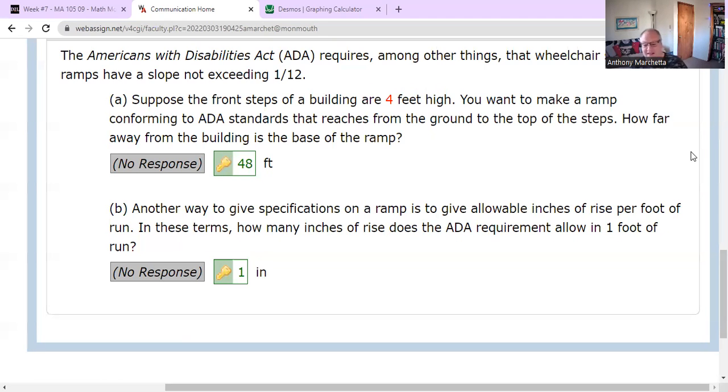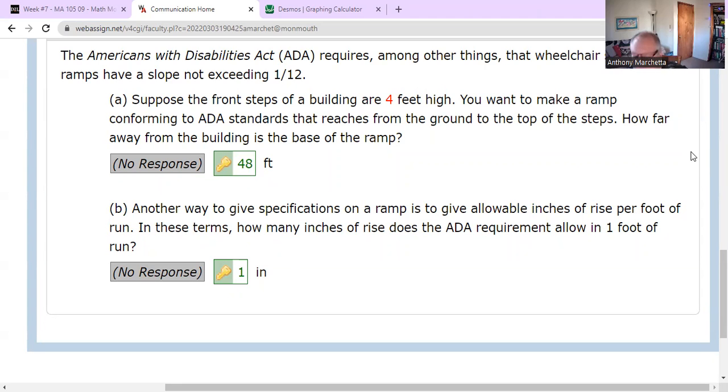So this is very much like the last question we did about the grade of driving uphill with the 0.28, if you recall. Instead of 0.28, your slope is 1/12. Here, we're saying you want to make a ramp conforming that reaches from the ground to the top. Since they're saying not exceeding 1/12, it can be less steep than 1/12 if you want, but we're going to go with 1/12 as the steepness or slope in this case.